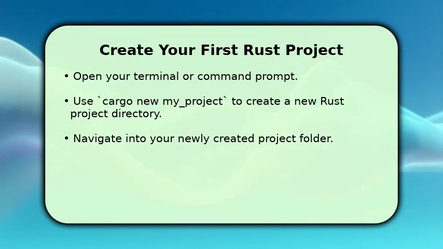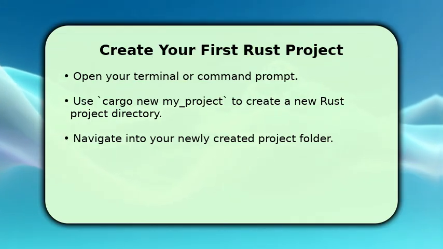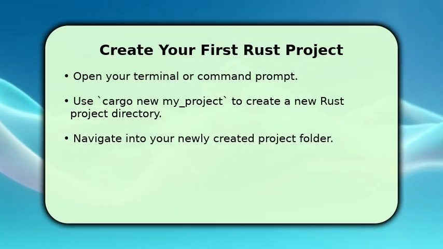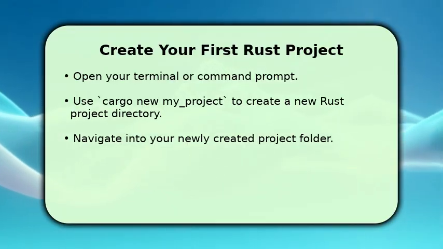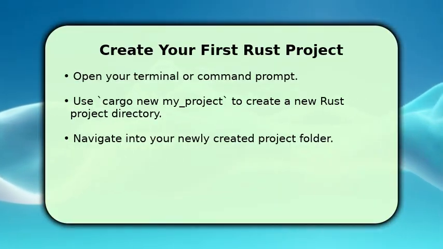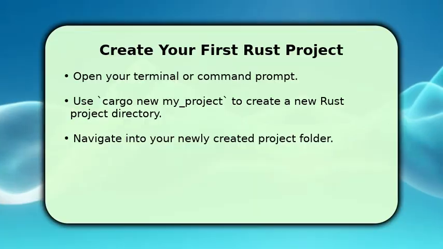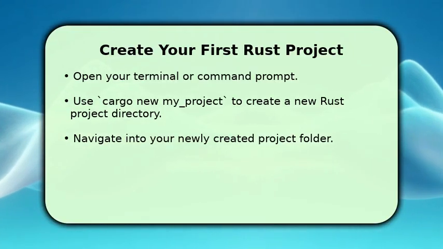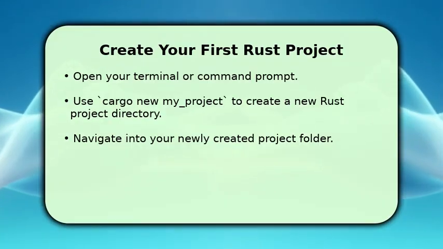Now, let's create your first Rust project. Open your terminal or command prompt and use the cargo command, cargo new my_project. Replace my_project with your desired project name. Cargo will generate a new directory containing a basic Rust project structure, including a src folder and a Cargo.toml file. After creation, navigate into this new project directory using your terminal.